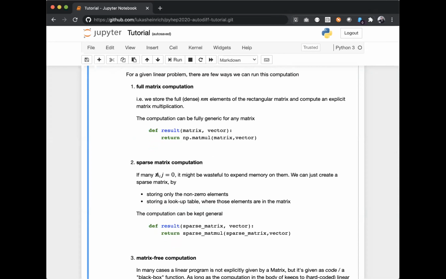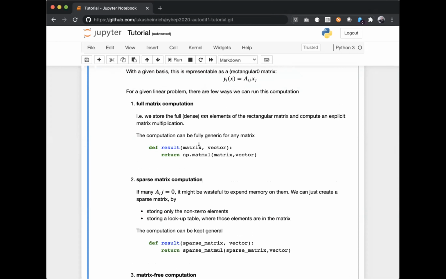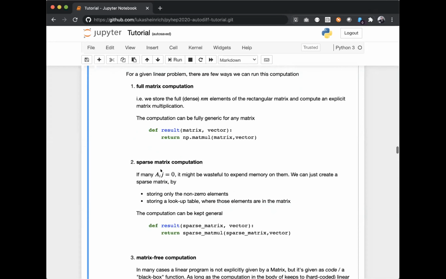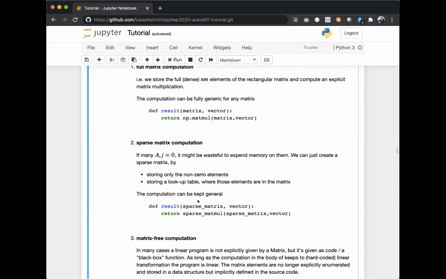And so if a lot of these matrix elements are 0, it might actually be wasteful to store the full matrix, which is n squared elements. And so you might actually use a sparse matrix, which stores only the non-zero elements, and then has some kind of lookup table to say where in the matrix these non-zero elements are situated, and then you can basically do a sparse matrix multiply, take the sparse matrix, and then compute the result.